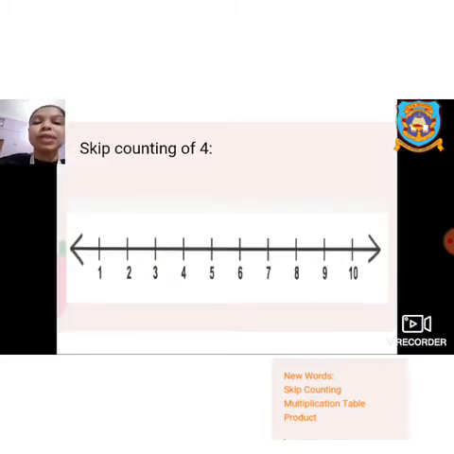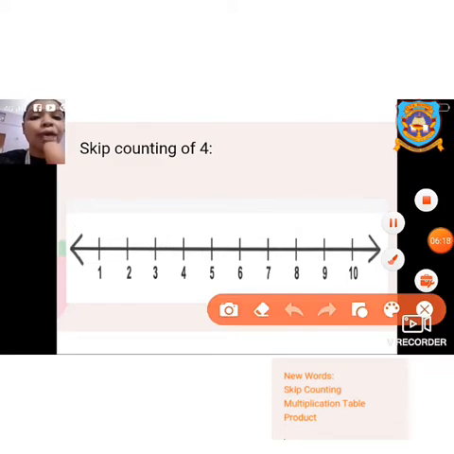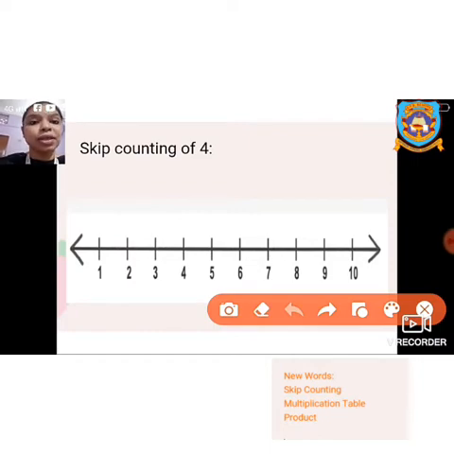Now, how to do skip counting of 4 in a number line? I have taken the numbers from 1 to 10. And children, you can see arrows on both the sides. So it is a ray that you have got in the chapter shapes. Alright. So why is the arrow given here?